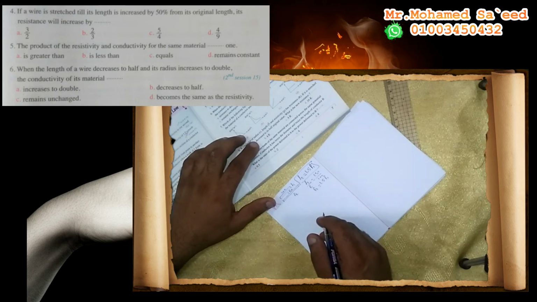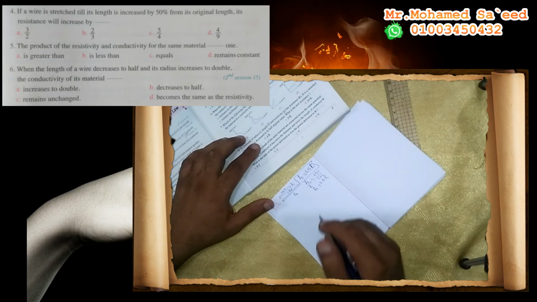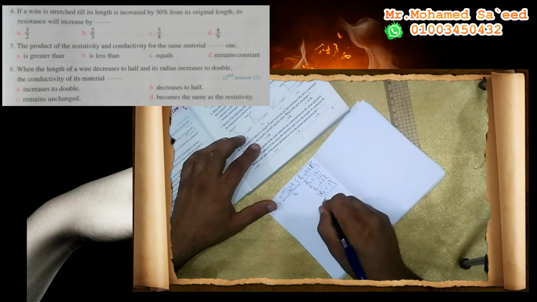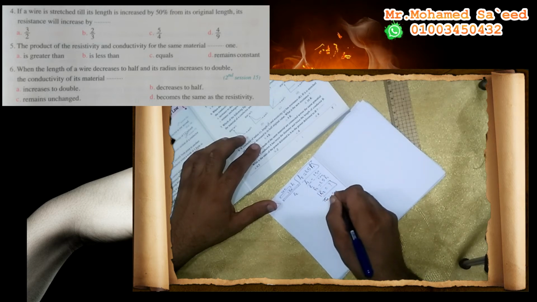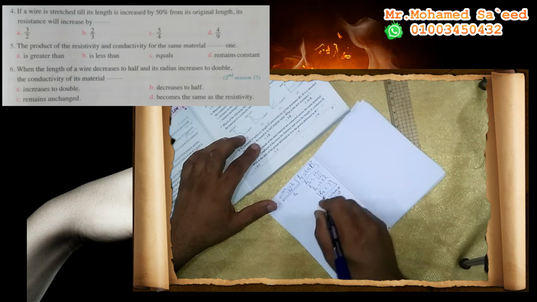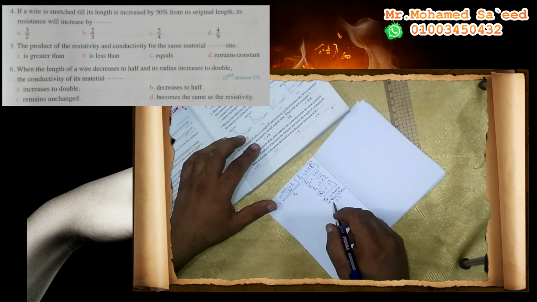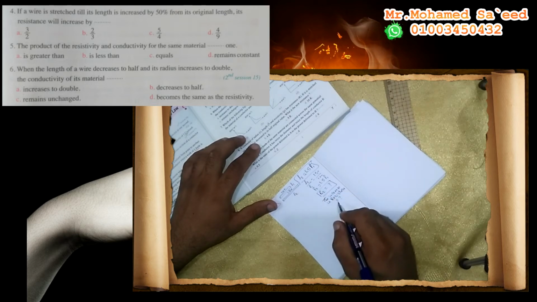From its original length, its resistance will increase by what? R2 will increase by what? Not R2 itself. We want to calculate the increase in resistance in the second case, not the resistance itself. So we should get the second resistance and then we calculate the increase in resistance.